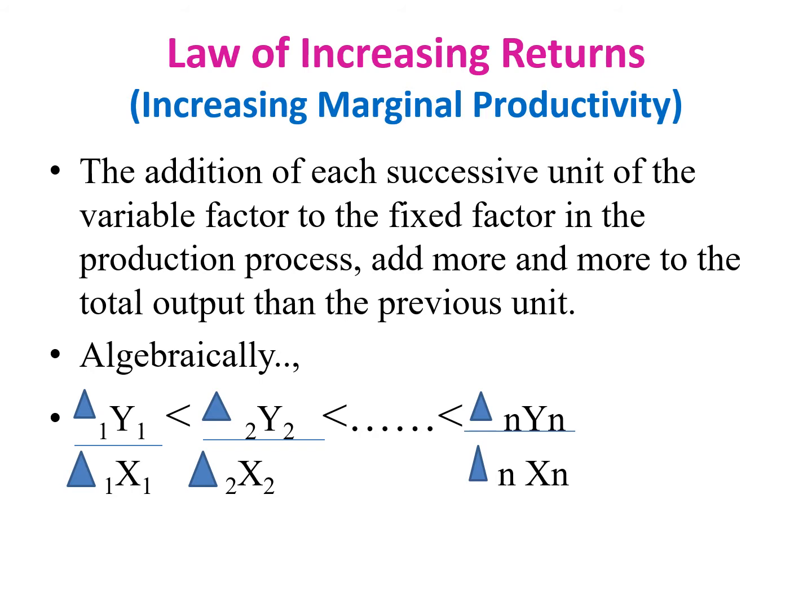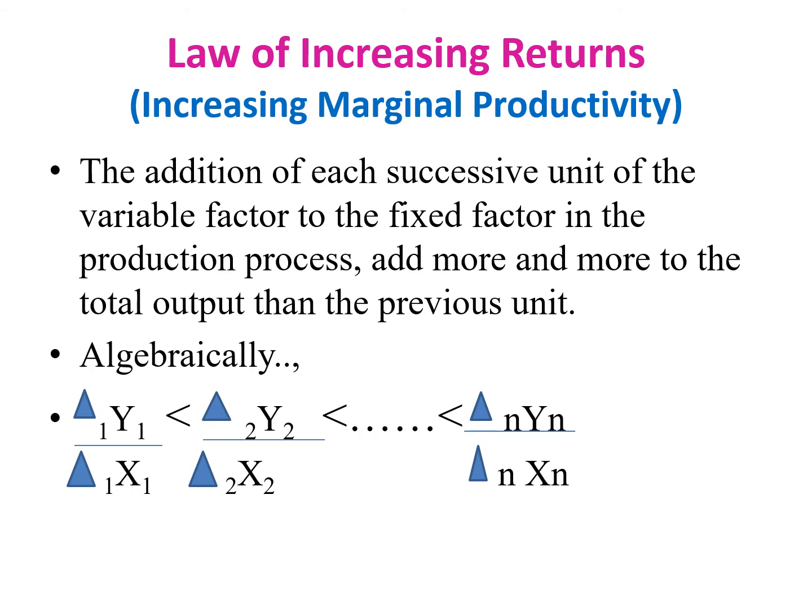Law of increasing returns. It is also called as increasing marginal productivity. The statement of this law is the addition of each successive unit of a variable factor to the fixed factor in the production process adds more and more to the total output than the previous unit. The last word, the previous unit, is most important.